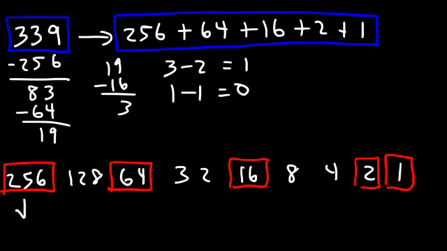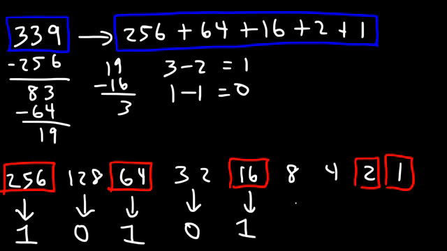Now let's write the numbers. So we have a 256. We do not have a 128. We do have a 64. We do not have a 32. We have a 16. And since we don't have an 8 or a 4, we're going to write a 0. We do have a 2 and a 1, so we'll replace that with a 1.